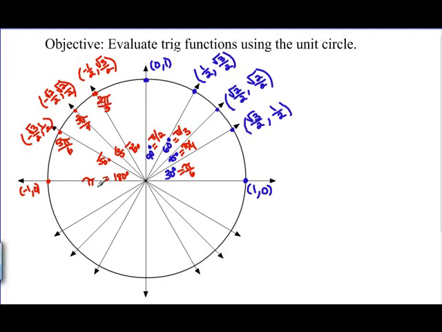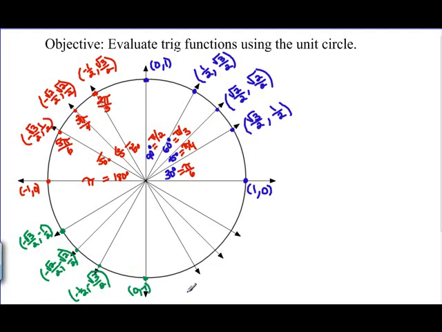Then we can rotate again in the third and fourth quadrants. So again, now we're going to reflect over the x-axis. So this point corresponds to negative square root of 3 over 2, negative 1/2. Then we're going to have a negative square root of 2 over 2, negative square root of 2 over 2. Then we'll have a negative 1/2, negative square root of 3 over 2, and then the point 0, negative 1.